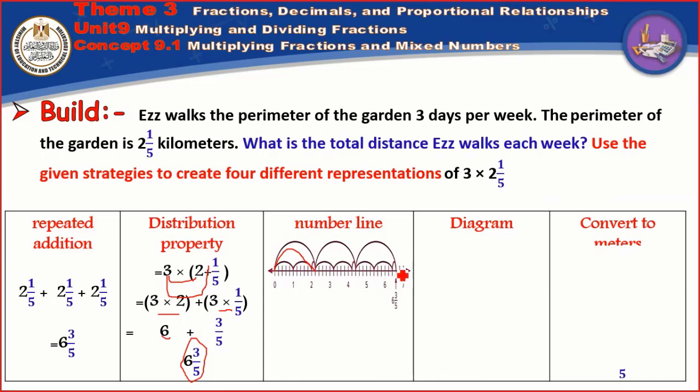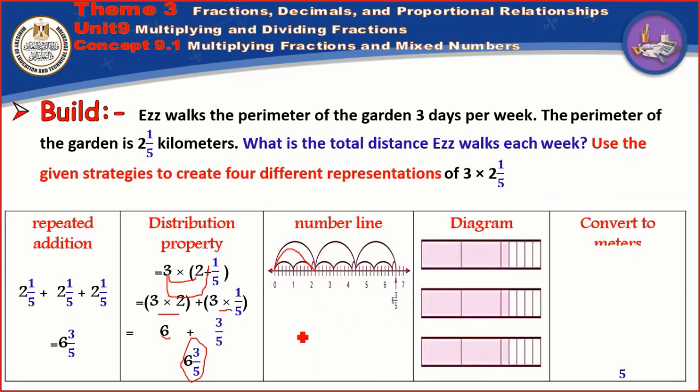Okay, and how many fifths? I will repeat the fifths also. How many? 3 times. Fifths plus fifths plus fifths equals 3 over 5. The answer will be also 6 and 3 over 5.